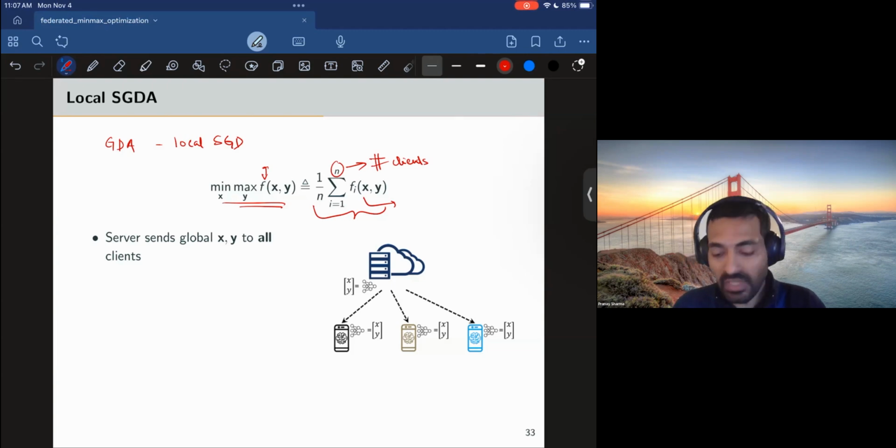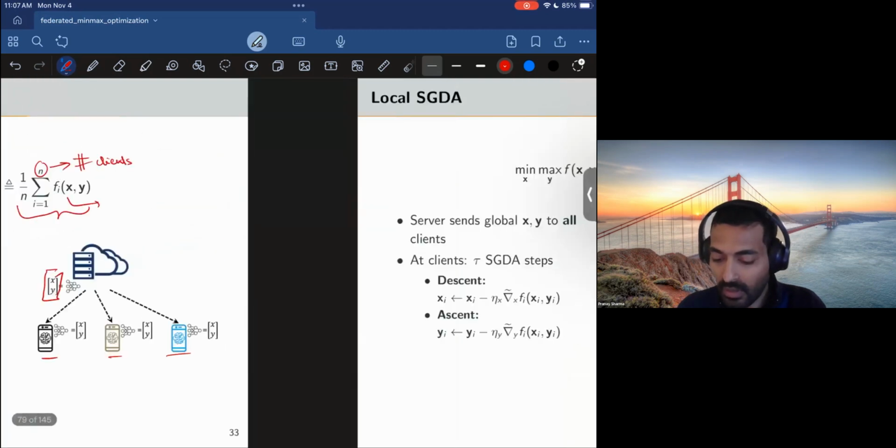So at the beginning of each round, the server sends its global X and Y to all the clients, right? So we are making a few implicit assumptions here. The server is sending both X and Y, and it's sending it to all the clients. So there is full participation. So it takes its global X and Y and sends it to all the clients, right?